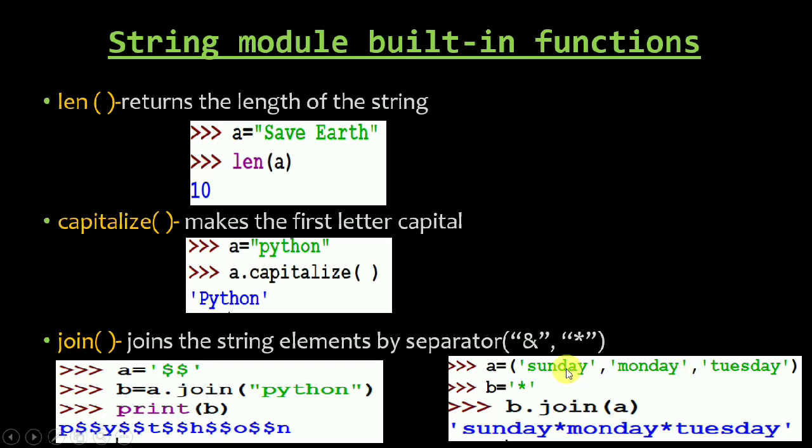So here we have given Sunday, Monday, Tuesday, and here we have given the separator as star. And if we say B dot join A, we can see here that the elements in the tuple have been joined by the separator star. After Sunday, star is there. After Monday, star is there.